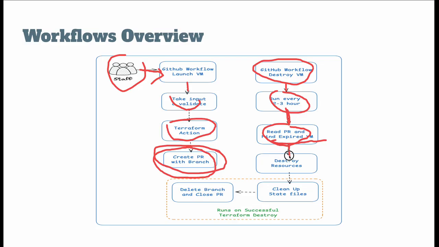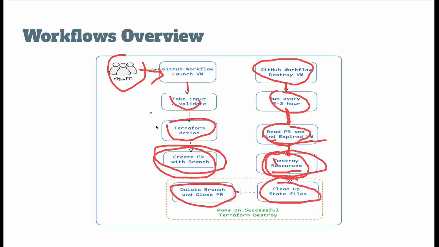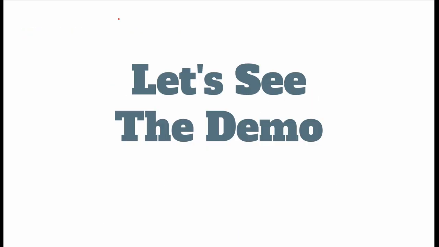It will calculate this and list the VMs, and then come to the destroy resource section. Once that's confirmed, it will start destroying these resources using the Terraform destroy action. After that we have to clean the state file, clean the branch, and close the PR. These two things run when our Terraform destroy action is successful. That's the workflow. Now let's see the demo.